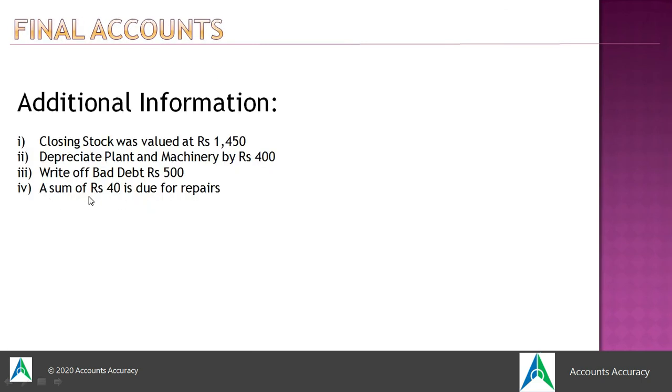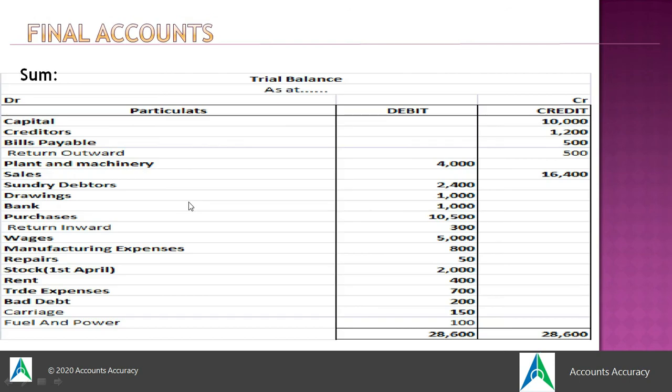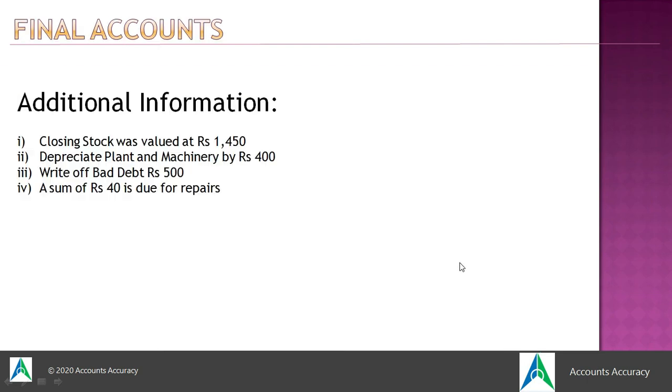Next to that we have a sum of 40 rupees is due for repairs. So repair, we already had repair in the trial balance. Repair value is provided, that is rupees 50. So this 40 rupees is the outstanding repair, that is a sum of due. Due means outstanding. It hasn't been paid. So now we have 50 plus 40, 90 rupees to be paid.